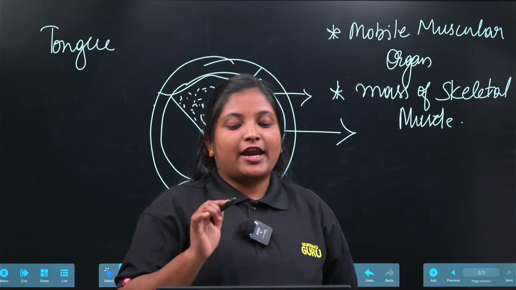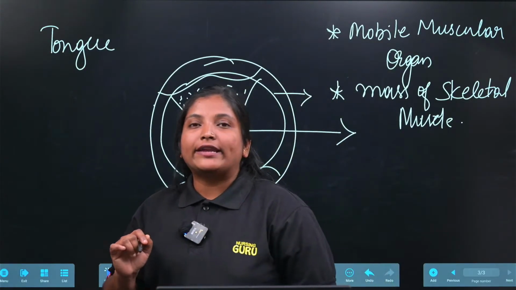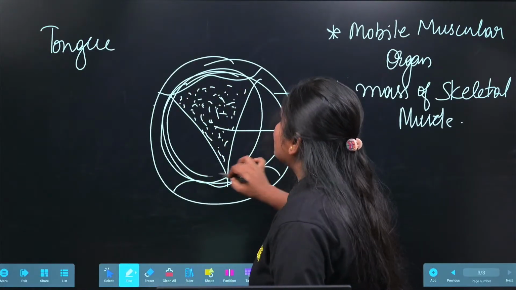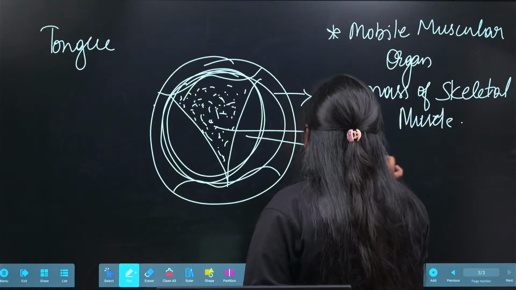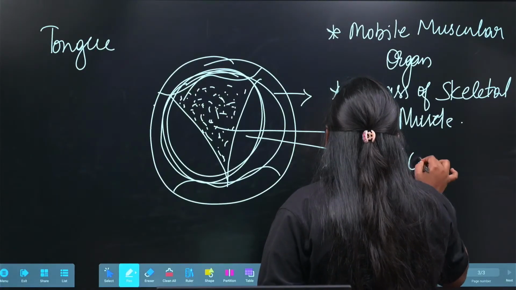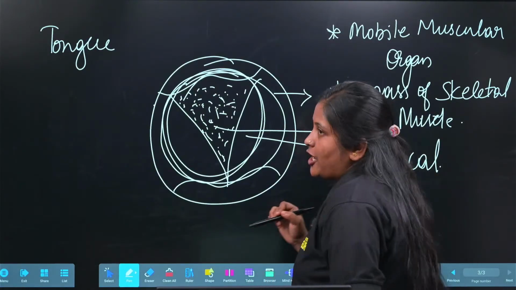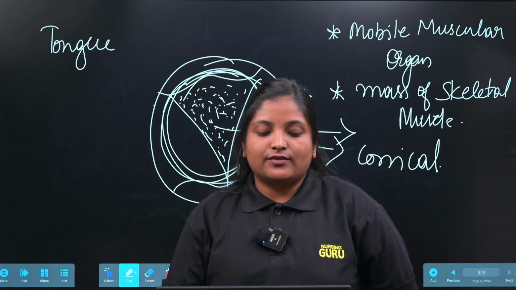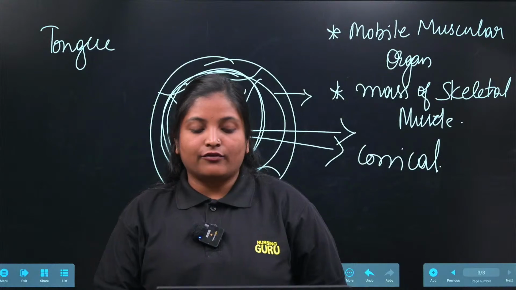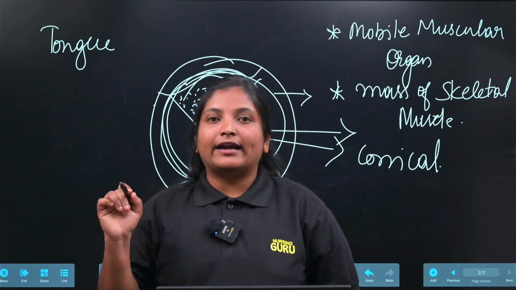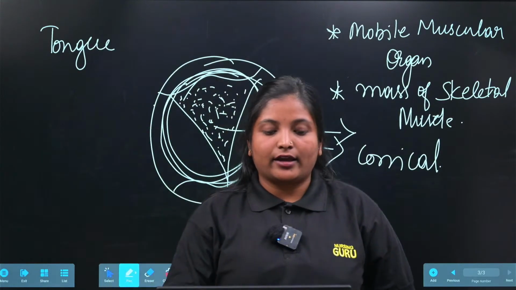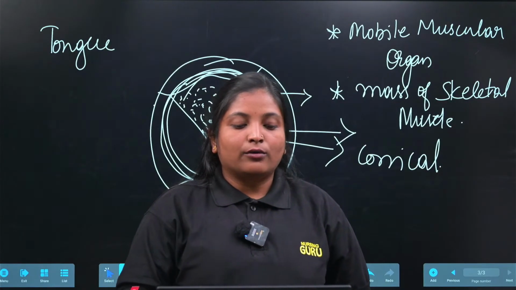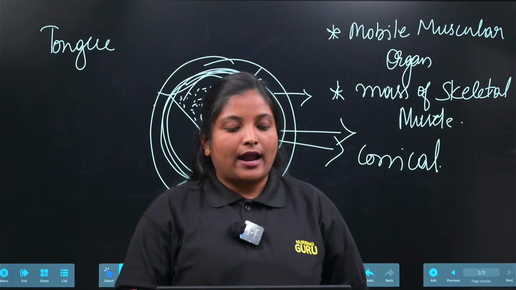The next one is shape. The shape of the tongue is conical. While writing in anatomy, remember that the shape is conical. The next one is the external features of the tongue: a root, a tip and a body. It is externally divided into root, tip and body.